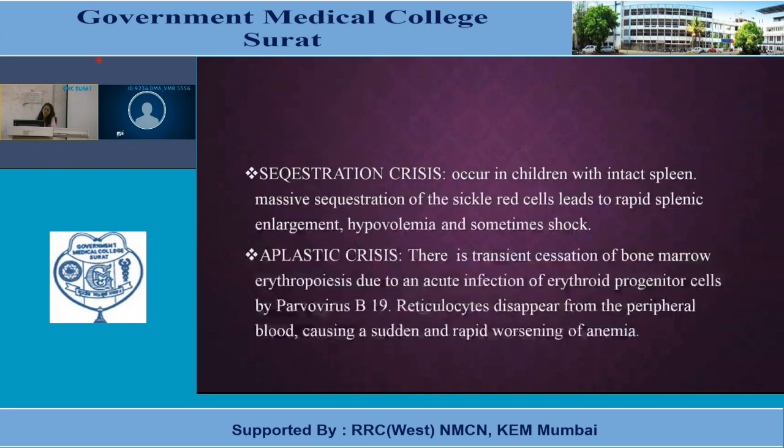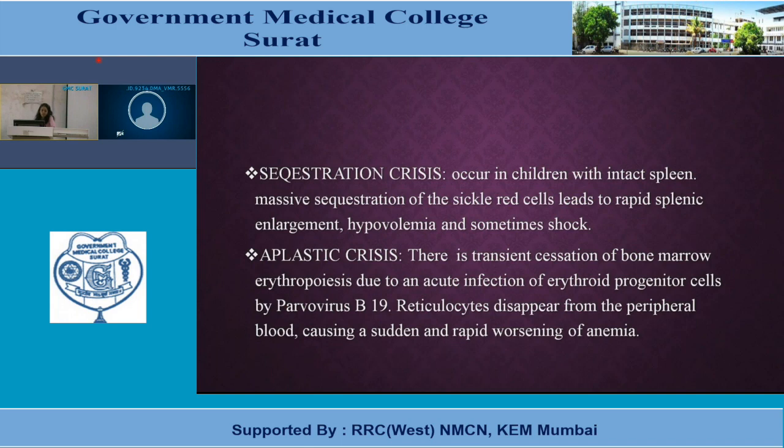Now sequestration crisis or splenic crisis. It occurs in children with an intact spleen, because it is basically a splenic crisis. There is massive sequestration of the sickle red blood cells leading to rapid splenic enlargement, hypovolemia and sometimes shock. So if a patient presents with shock and huge splenomegaly, and it is a sickle cell patient with a painful spleen and splenomegaly, then we must consider a sequestration crisis.